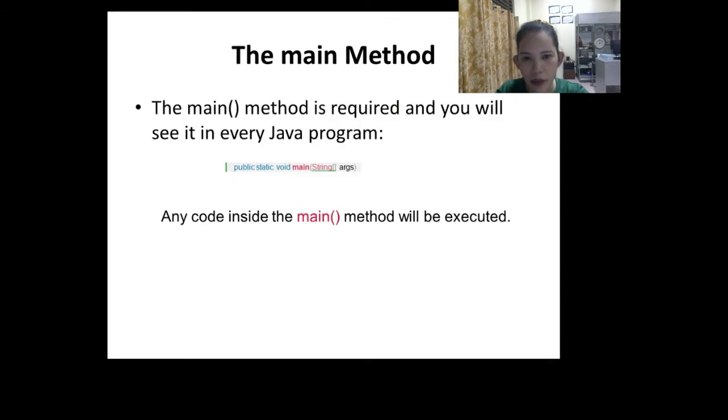The main method. The main method is required and you will see it in every Java program. It is declared as public static void main, open parenthesis, String, square brackets, args, close parenthesis. Any code inside the main method will be executed.